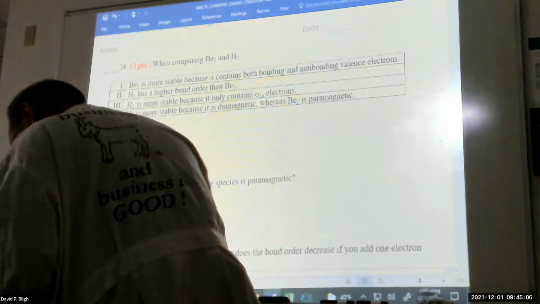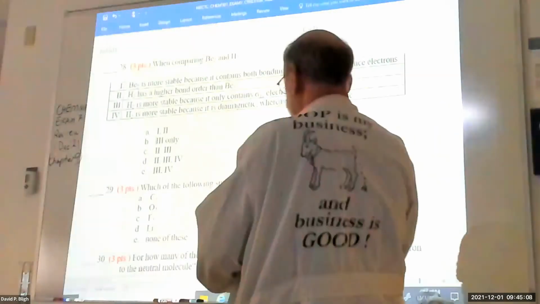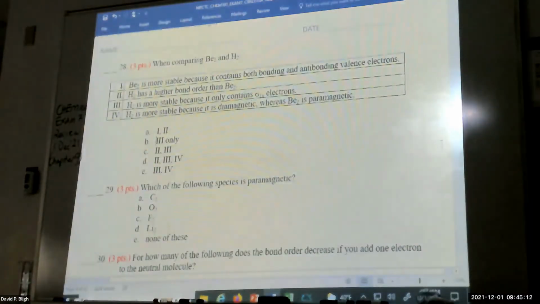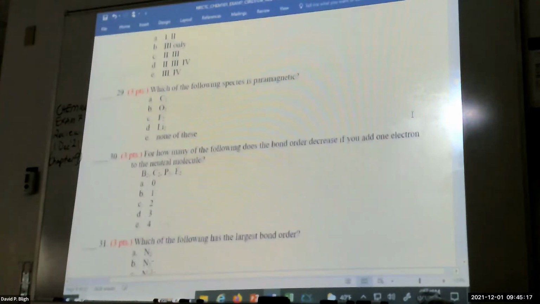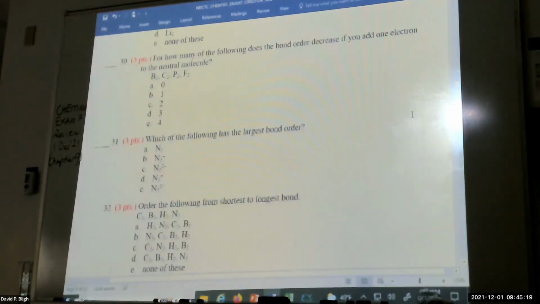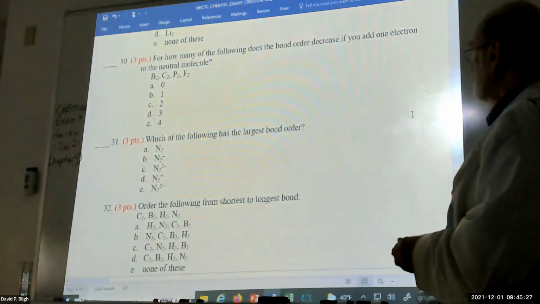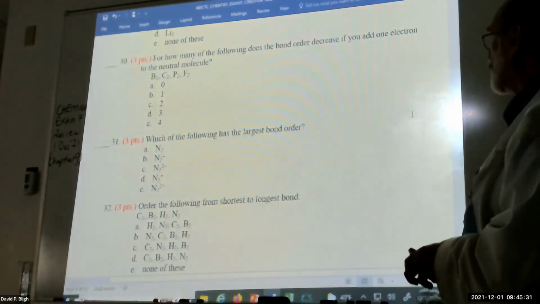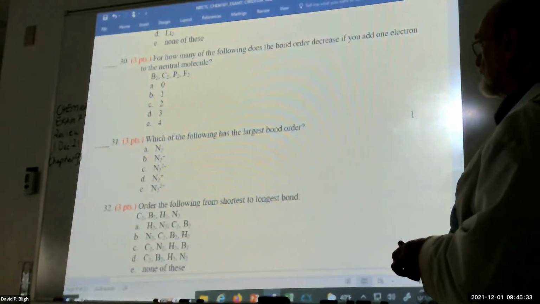Okay, next one I have marked off is 30. And I'm going to have to scroll that one. How many can I get? I get 3 of them on there in case I need them. For how many of the following does the bond order decrease if you add one electron to the neutral molecule?